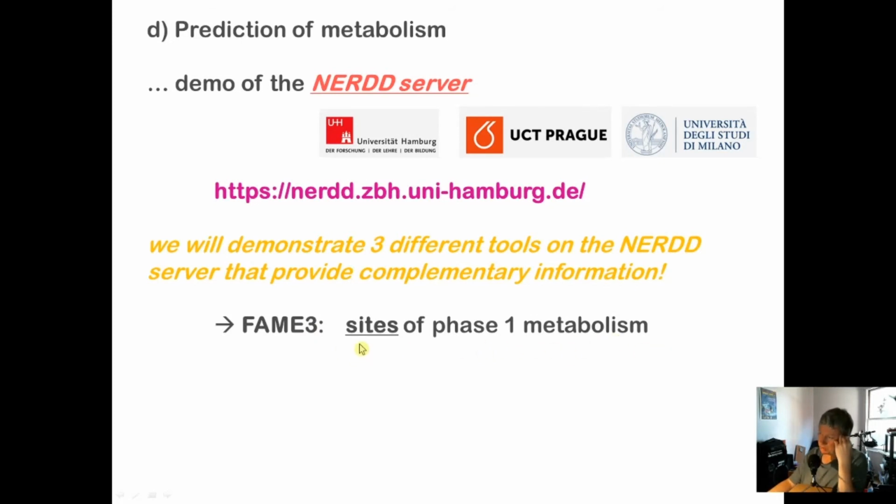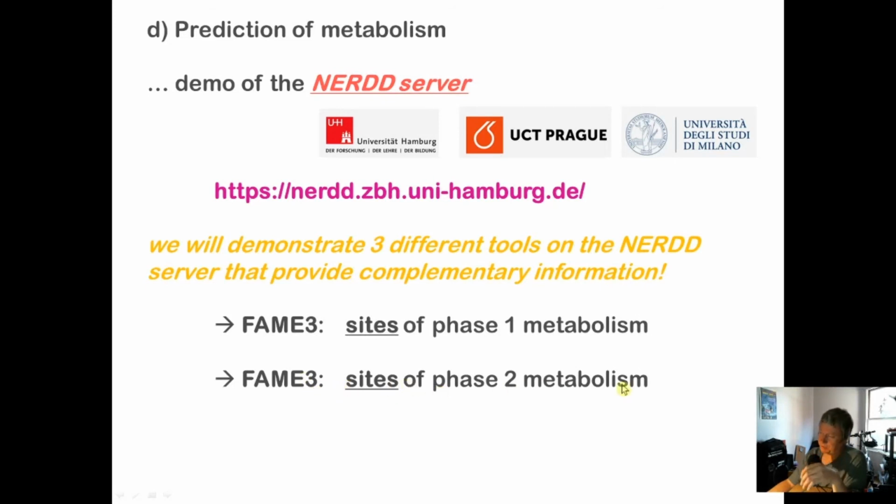So all it really does, without even describing the specific metabolites, is give you a probability distribution of the probability of various parts of the molecule being metabolized. And then FAME3 also has a tool for the sites of phase 2 metabolism, so places where a conjugation might occur in phase 2. So where a glucuronic acid might attach or a sulfate.